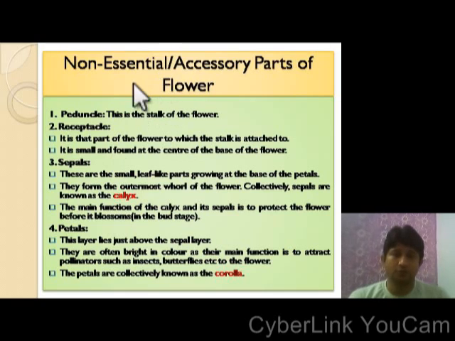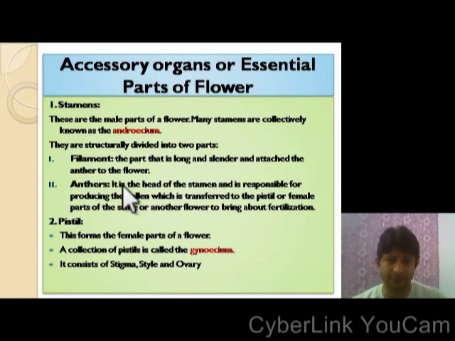Now these non-essential parts are described briefly. Essential parts, we already discussed these parts: stamen and pistil. Pistil is also known as carpel. Collectively, pistils are known as gynoecium. It contains stigma, style, and ovary.